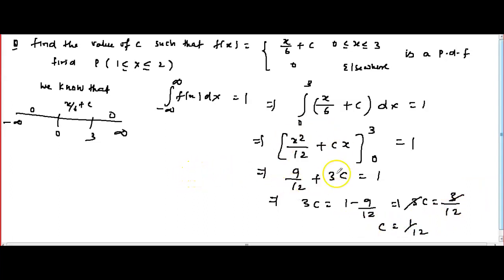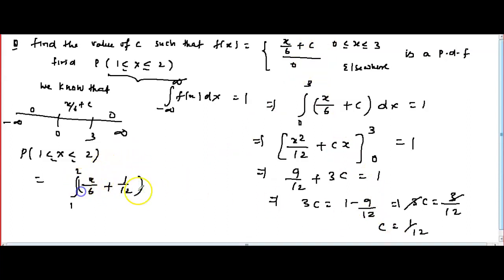Okay, any doubt till here? So next you have to find the probability of x which lies between 1 to 2. So here you have to integrate from 1 to 2 of x by 6 plus c, where c is equal to 1 by 12, dx. So here the integration is how much?